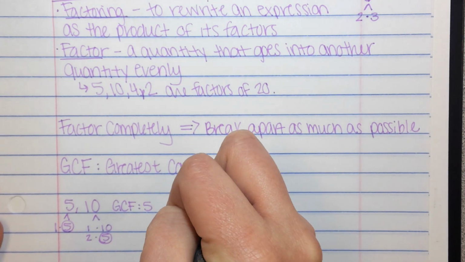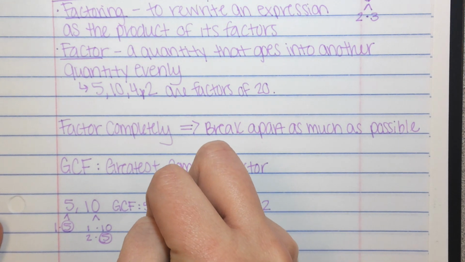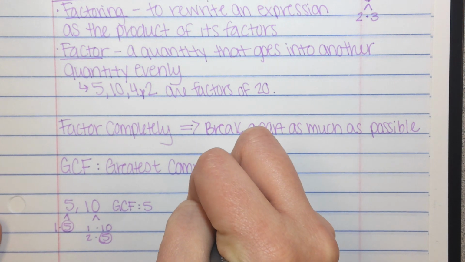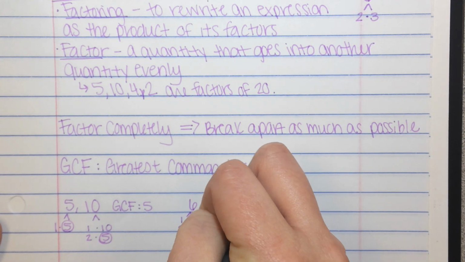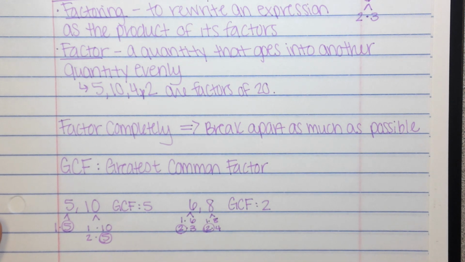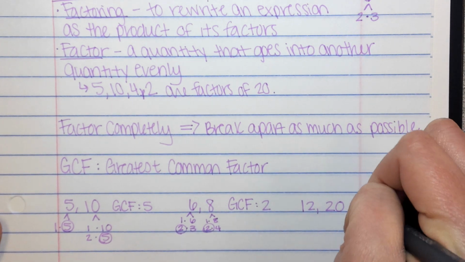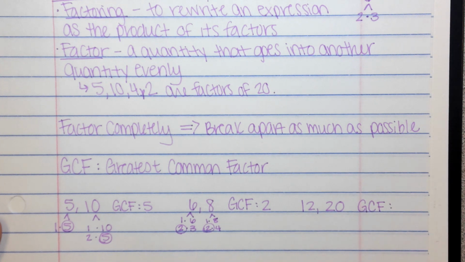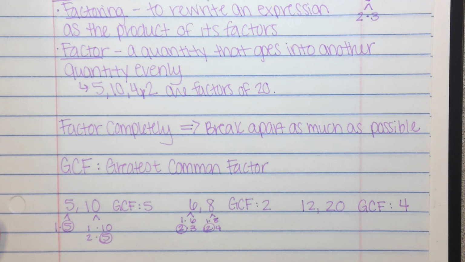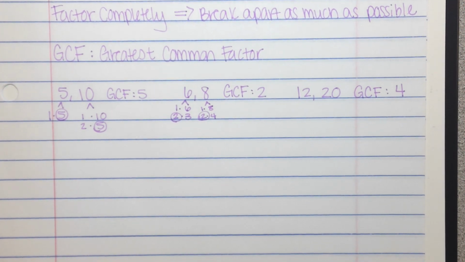But if you weren't sure, you can list out the factors for 6 and 8. So for 6, we can do 1 times 6 or 2 times 3. For 8, we can do 1 times 8, 2 times 4. What's the largest number that they both have? It's a 2. Okay? So what about 12 and 20? What's the GCF of 12 and 20? The largest number that can go into both is 4. Okay? You're going to have to be able to do that. You're going to have to be able to pull out some common factors.